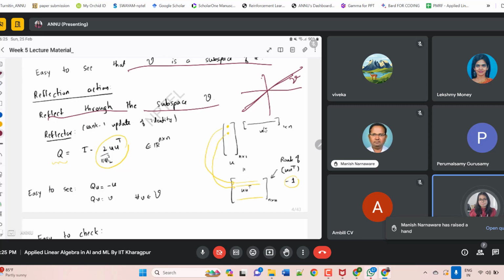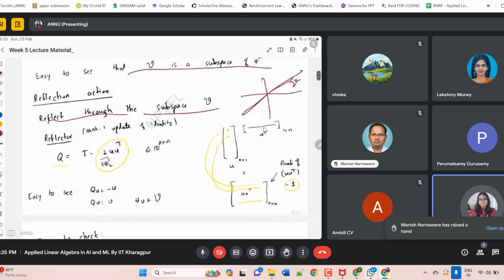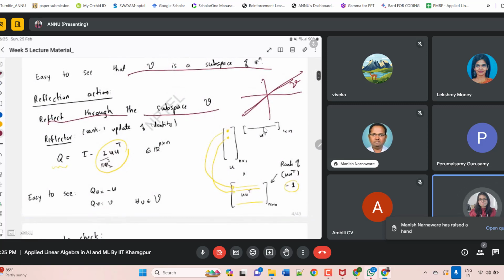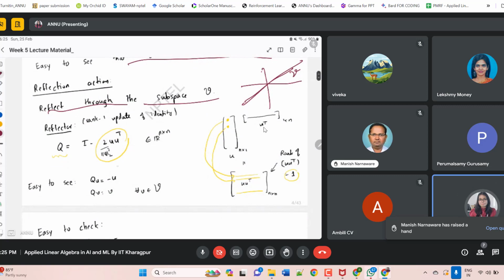What is the rank of Q? Since we initially assumed that U had a norm of 1, but if that is not written anywhere, then you have to divide by the squared norm of U. So Q is nothing but I minus 2UU transpose divided by the 2-norm of U squared.